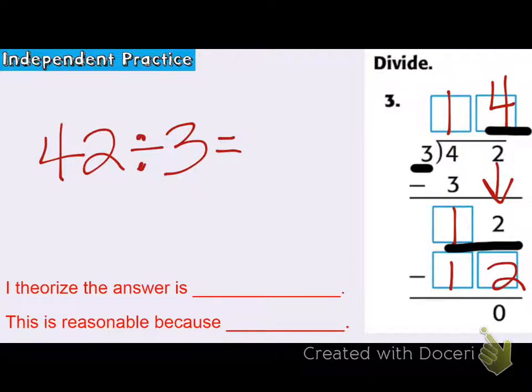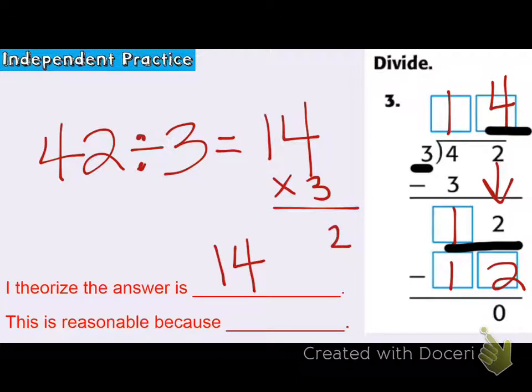The quotient is 14. I theorize the quotient is 14, and I know it's reasonable because 14 times the 3 groups gives me the dividend 42, or it tells me the correct number. So I can move on.